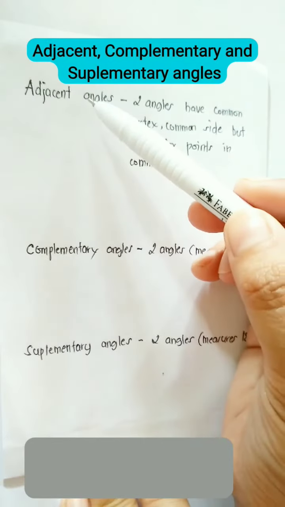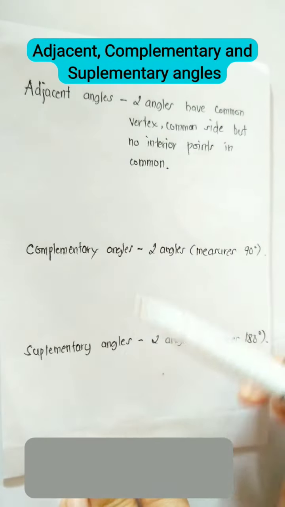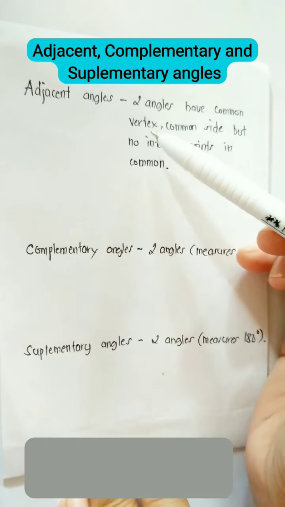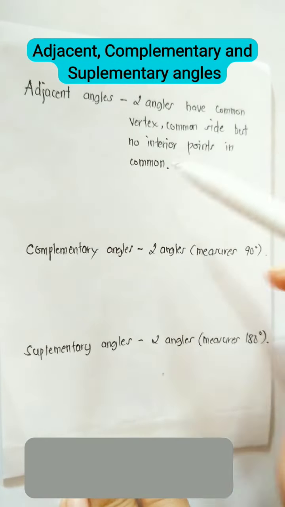Here we have adjacent angles, complementary angles, supplementary angles. Adjacent angles: two angles that have a common vertex and a common side, but no interior points in common.